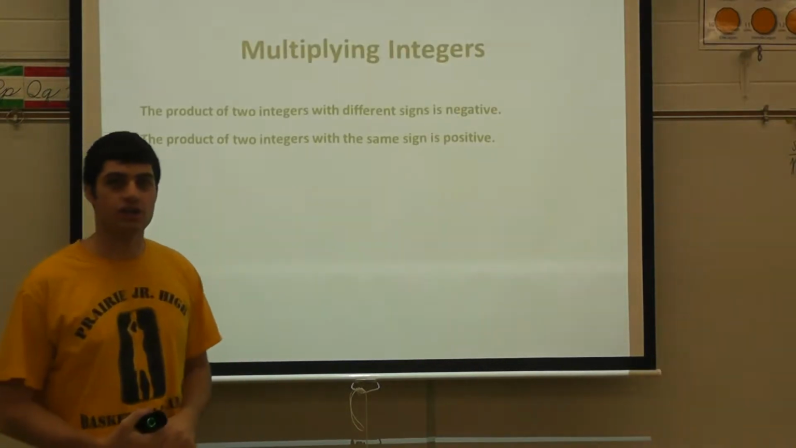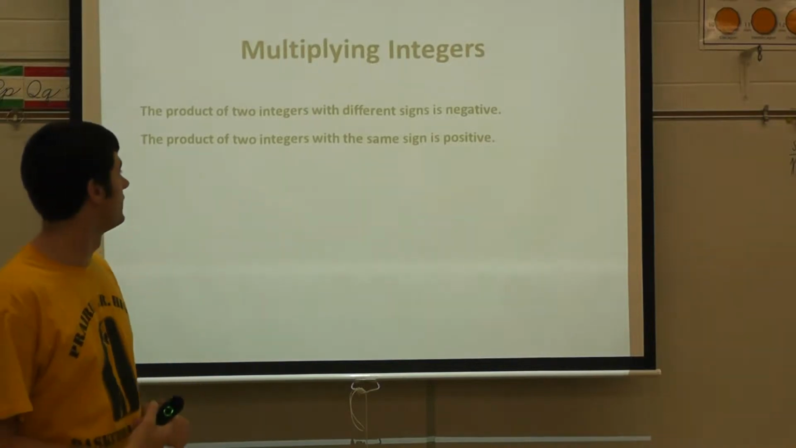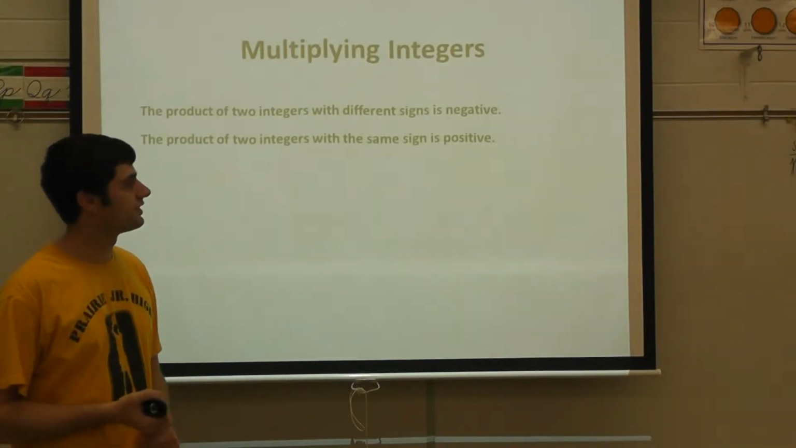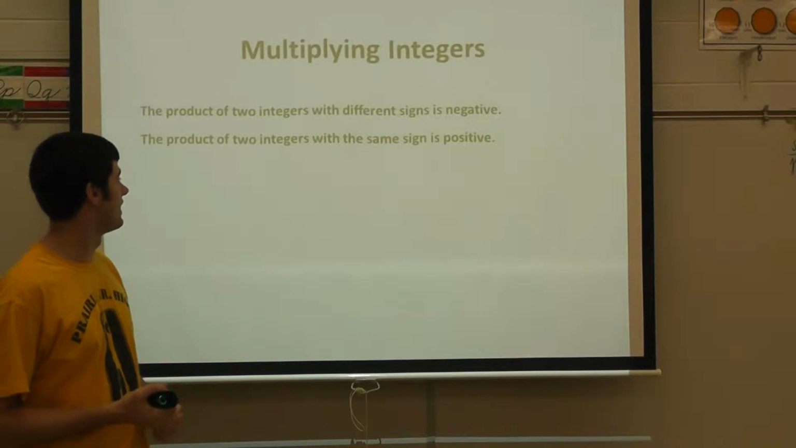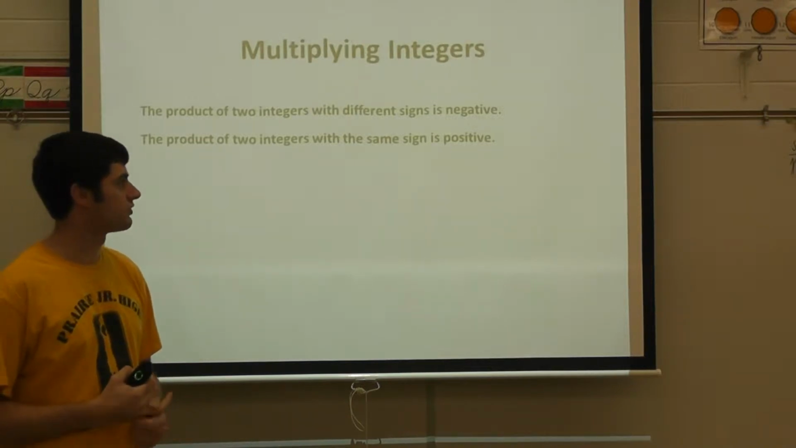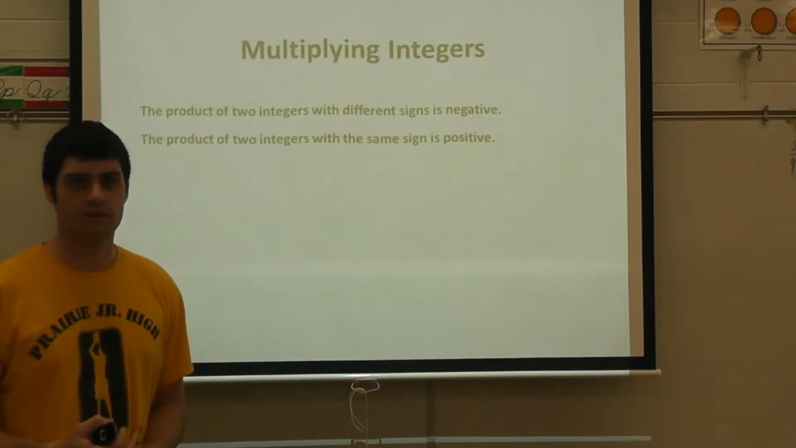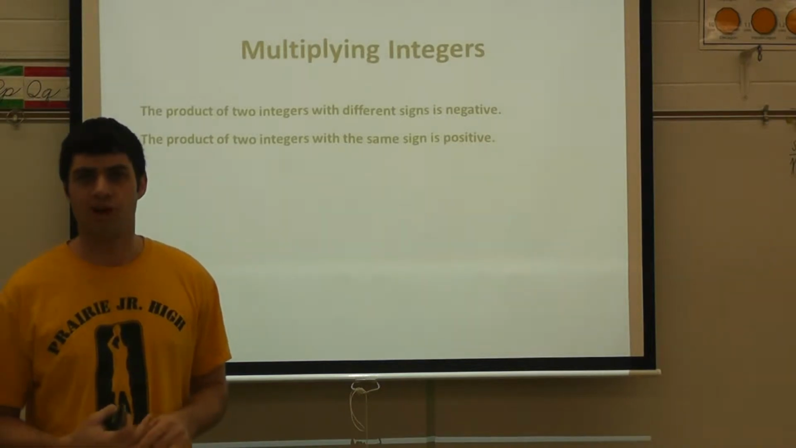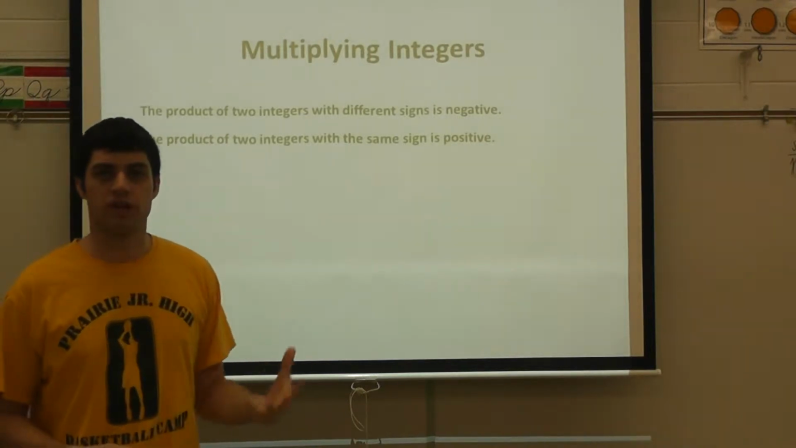When multiplying integers, there's two rules that you want to follow. The first is the product of two integers with different signs is negative. And the second one, the product of two integers with the same sign is positive. Now that might sound confusing when you look at it in words, so I've made a couple rules for you guys.